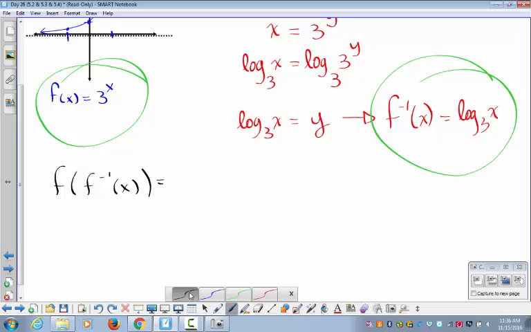f and f inverse undo each other. So you should get just x. That's one of the properties of inverses, that they undo each other. So if you put f inverse into f, you get x. If you put f into f inverse, you get x.